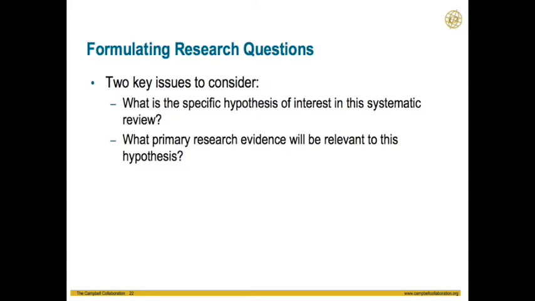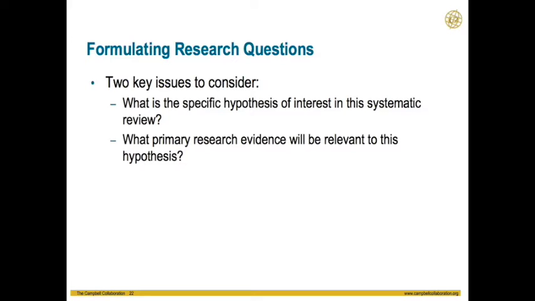So when you're formulating your research questions, there are really two broader issues that you need to consider. First is, what's your specific hypothesis of interest? Okay, what are you interested in? Two, what type of primary research evidence is relevant to that hypothesis? Okay, so big picture, what are you interested in? And then more narrow, what kinds of studies are going to provide the evidence you need to address that specific research question?